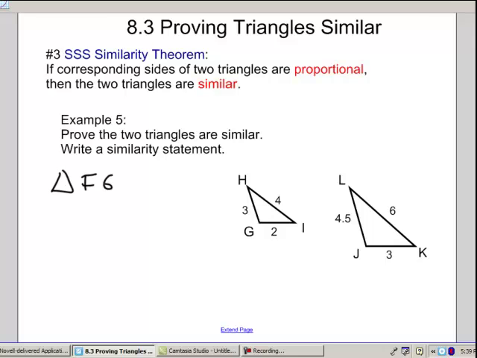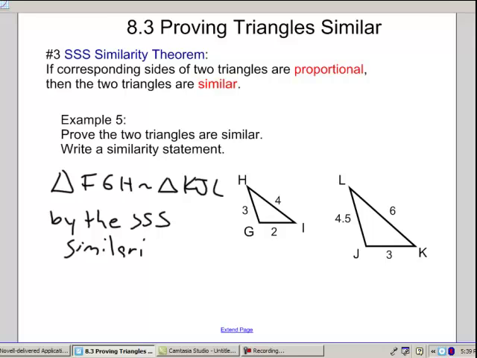Triangle IGH is similar to triangle KJL by the side similarity theorem. Once again, I probably won't prove this. If we get time in class, I'll prove it there. Understand, you could have done these in a different order. You could have said GHI is similar to JLK, and that would still be perfectly fine.